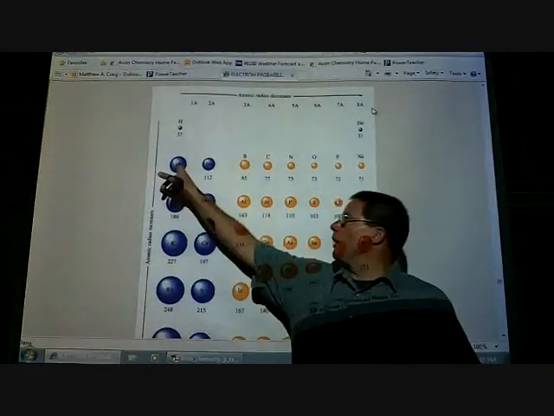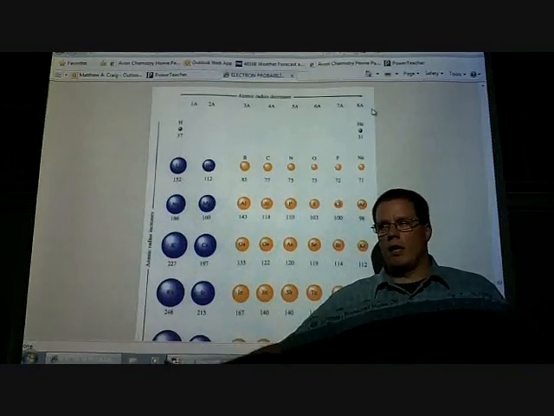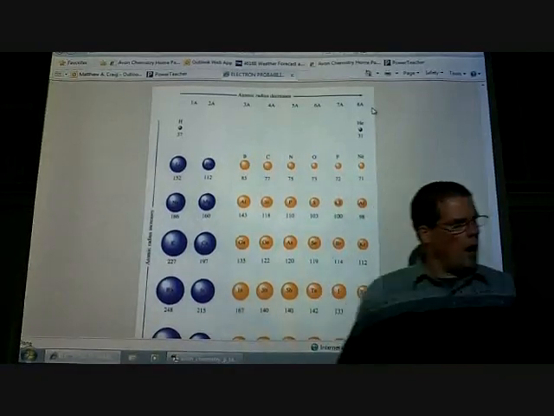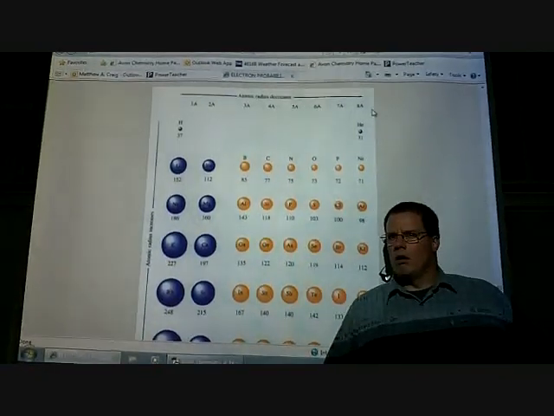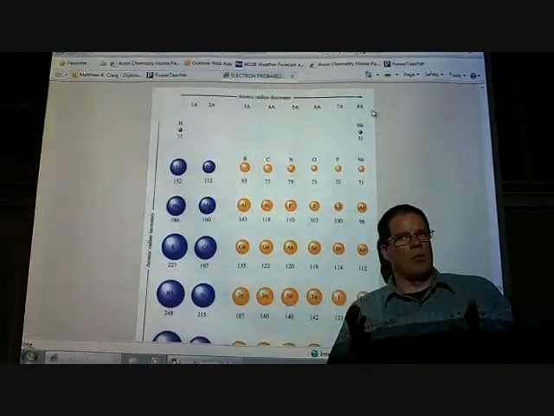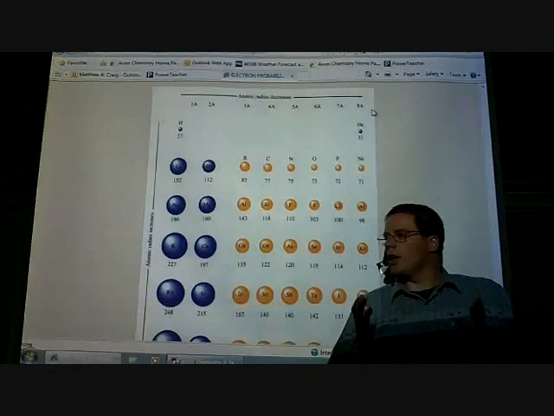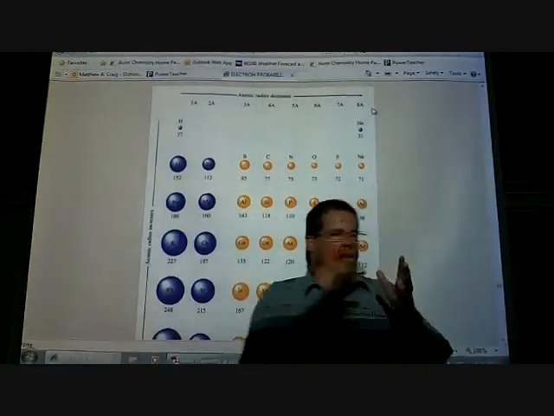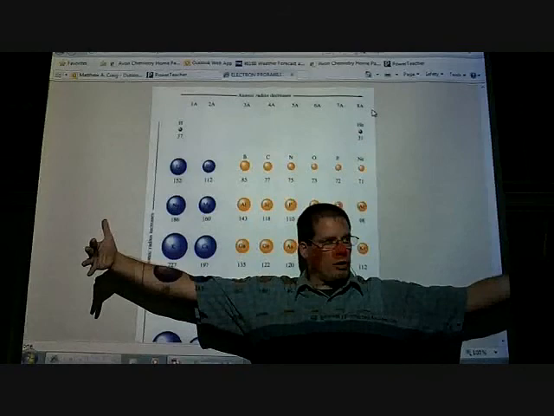All right, generally speaking, as we go down a column, what happens to the radius? It gets bigger. Now, why? Is there more stuff in the atom? Well, not in the atom, but around the atom, which are what? Electrons, yeah. And it's all about the electrons. How many electrons you have determines how big or small you are.